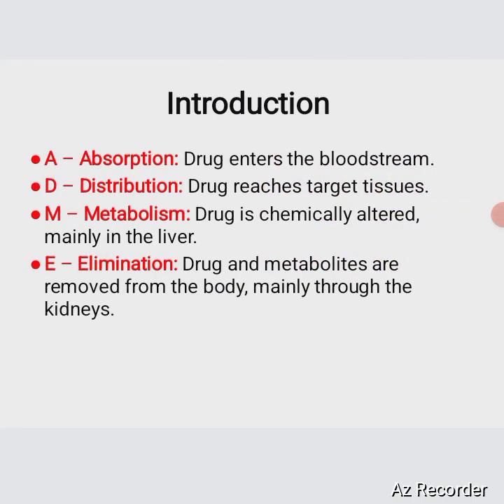So coming to the introduction: in absorption, the drug mainly enters the bloodstream. D for distribution, the drug reaches the specific target tissue. M for metabolism, the drug is chemically altered, mainly in the liver. And E for elimination or excretion, the drug and metabolites are removed from the body, mainly through the kidney.